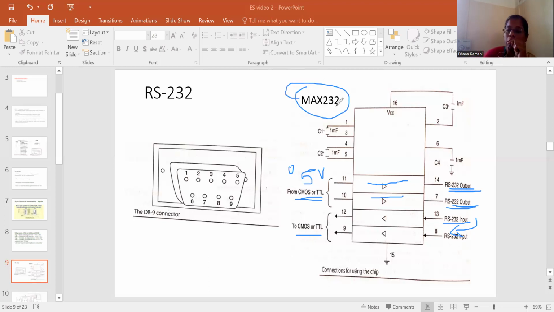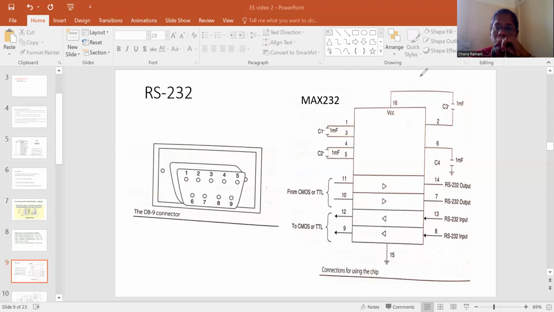So when we want to transmit, we have to convert to the RS232 standard. Similarly, at the receiver end, it will receive only in the RS232 standard, and again that has to be converted to TTL or CMOS logic, that is 0 to 5 volt. So this is how the conversion is done.